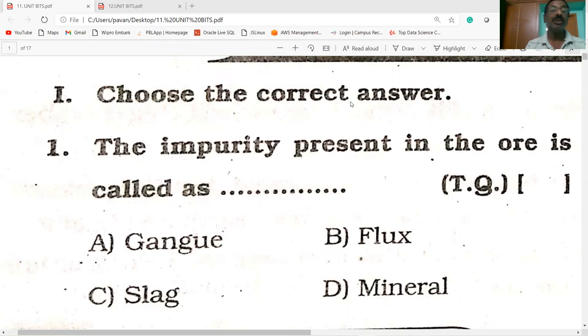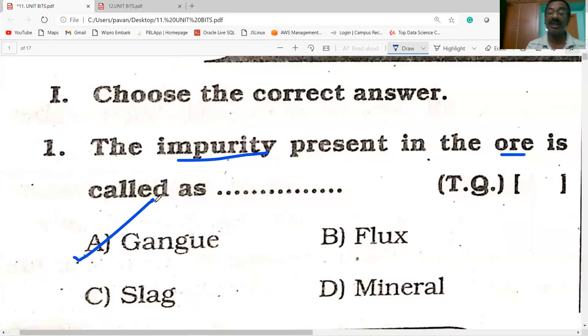Today's session: principles of metallurgy, multiple choice questions. First question on the screen. Impurity present in the ore. Ore ante dhatu. Dhatu lo unna malinanni untaru ma. Gangue antamu. A option is the gangue.